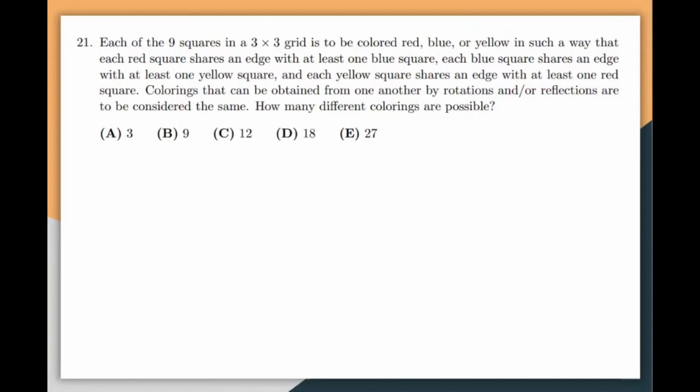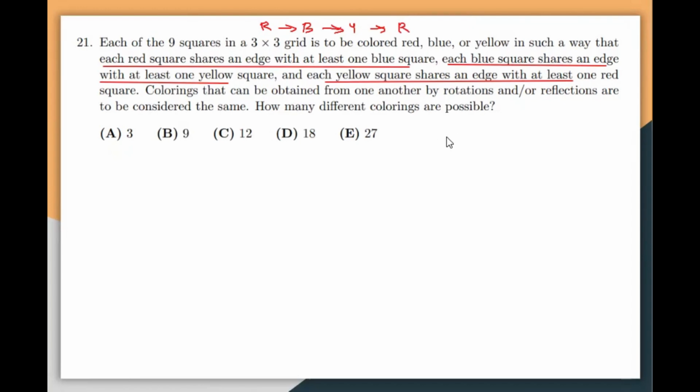This is a classic coloring problem, but it is actually a bit interesting because we have a lot of restrictions. Each red square should share an edge with at least one blue, each blue should share with at least one yellow, and each yellow should share with at least one red. So I can write down the requirements: red has to be next to blue, blue has to be next to yellow, and yellow has to be next to red. This is the requirement, right?